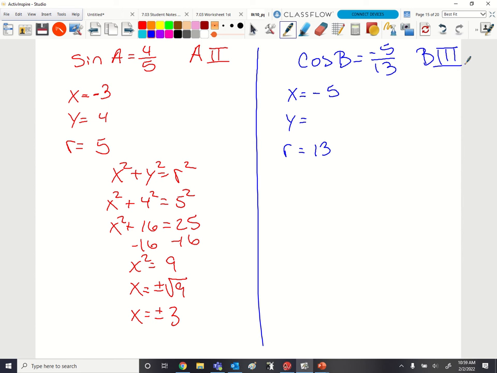It's negative, negative, isn't it? So the x value is going to be negative, which we already have, right? And the y value is also going to be negative in quadrant 3. So that's good to know there. That's why I get that information over here.